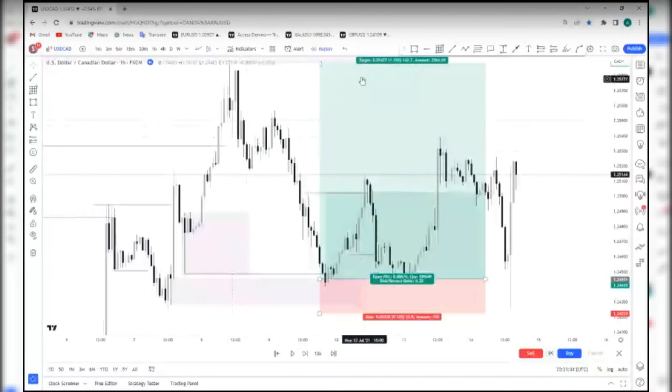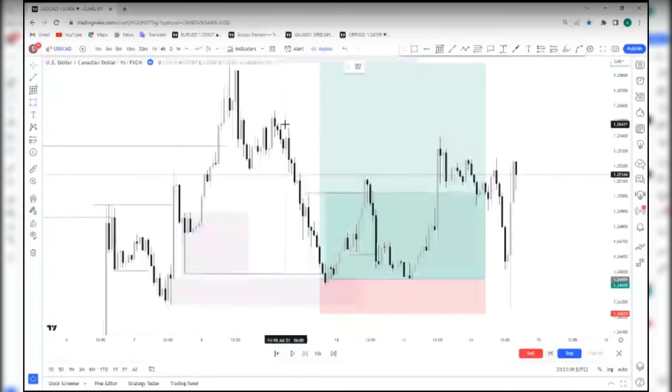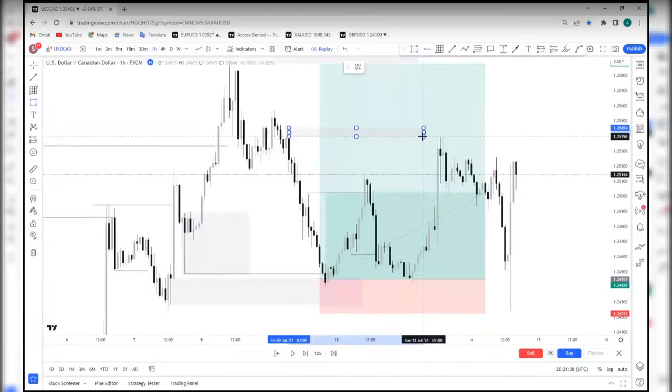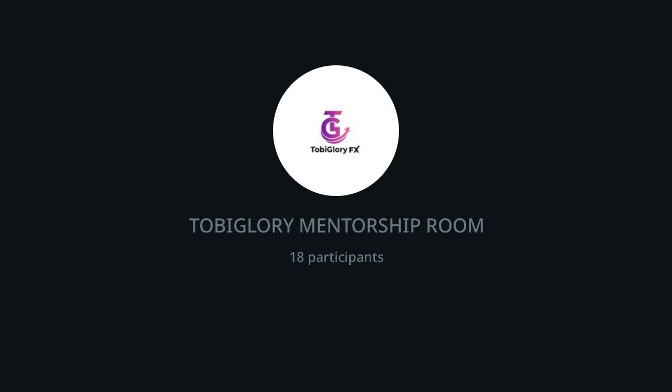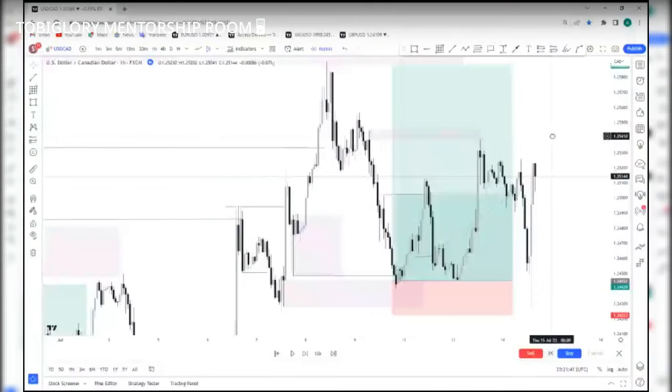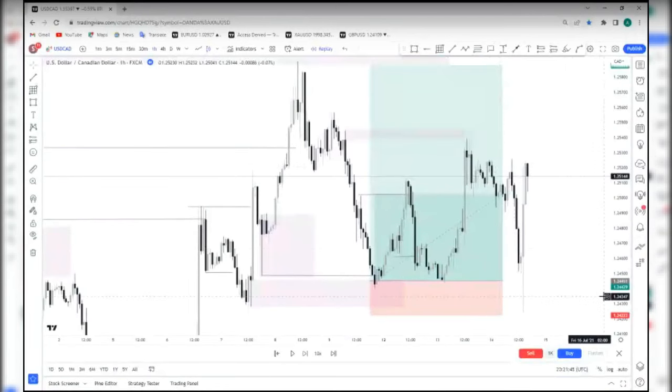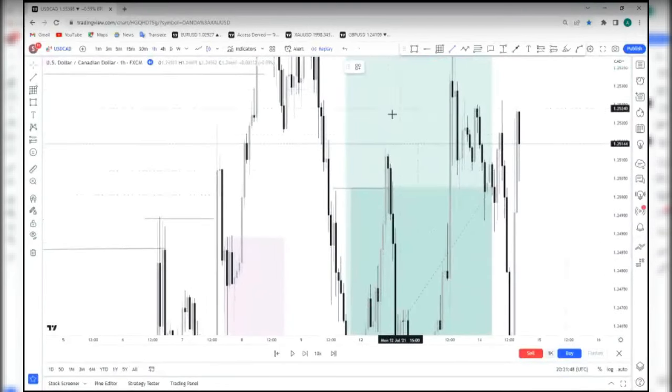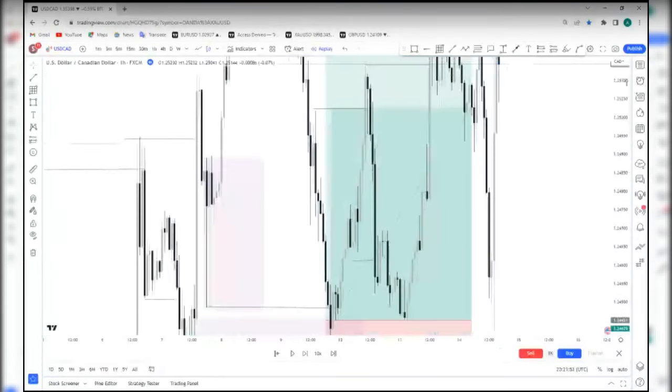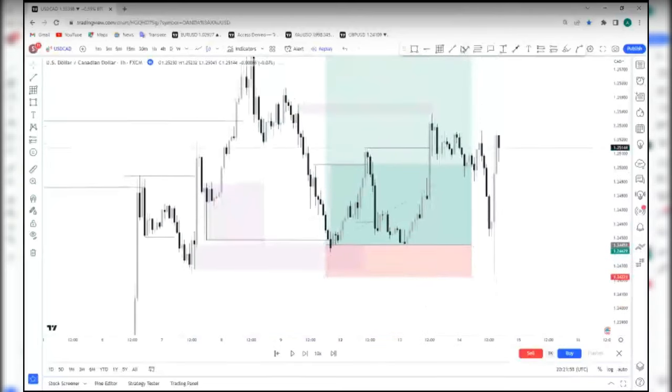Look at this area. Do we have QM? We don't have QM, but we have unmitigated 1 hour weak low, which is this. This unmitigated 1 hour weak low is going to cause a rejection because we have a break of structure. Then after having this break of structure, do you have any internal inducement? Like, do you have a structure like this? No, we don't have. So this low stands as inducement.